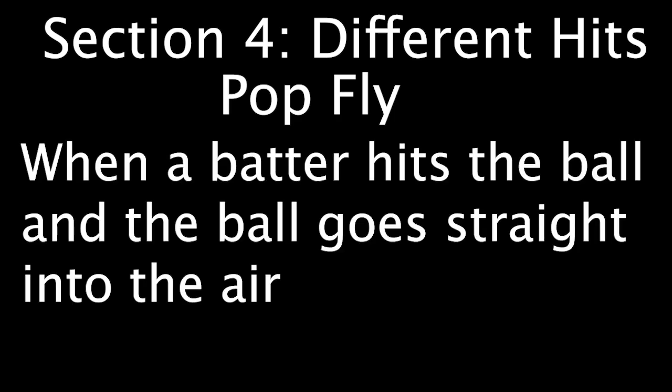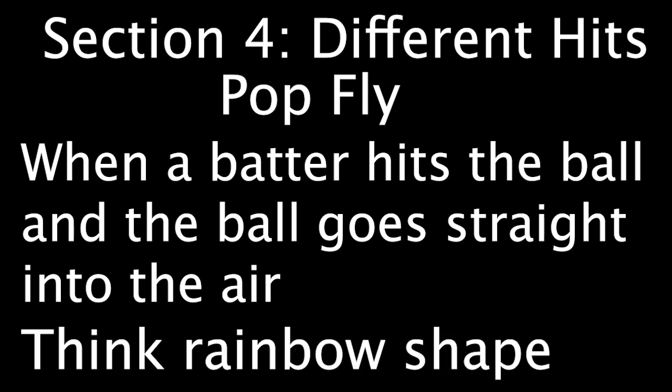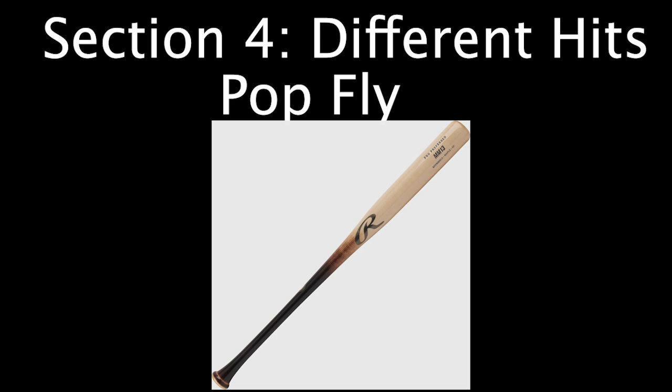Now, this is completely different from a pop fly. A pop fly is when a batter swings, hits the ball, and the ball goes straight up into the air. I want you to think of this as the ball basically making a rainbow shape. When you see that type of hit, that is called a pop fly. That usually happens because the ball made contact with the top of the barrel. As the batter was swinging, it was the top of the barrel that made contact with the ball, which is why it made that rainbow shape. So when you see a rainbow shape or the ball going straight up into the air to then come down, that is called a pop fly.